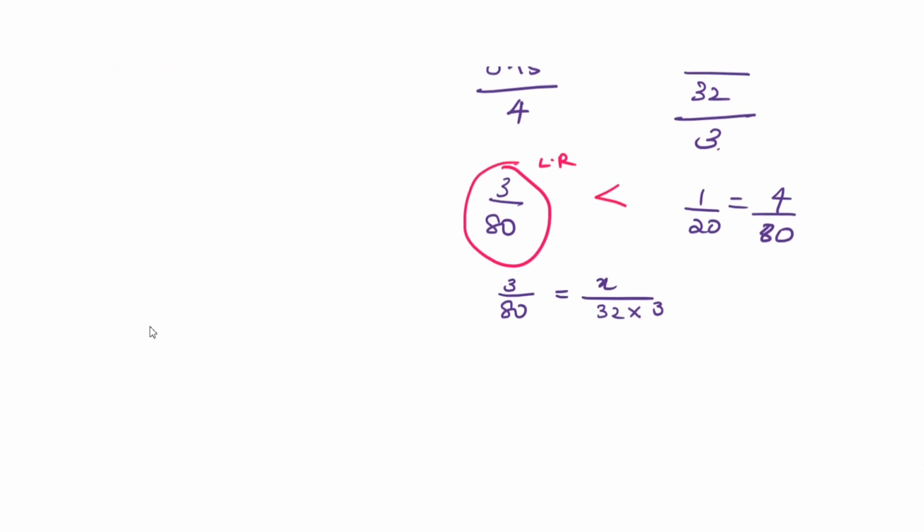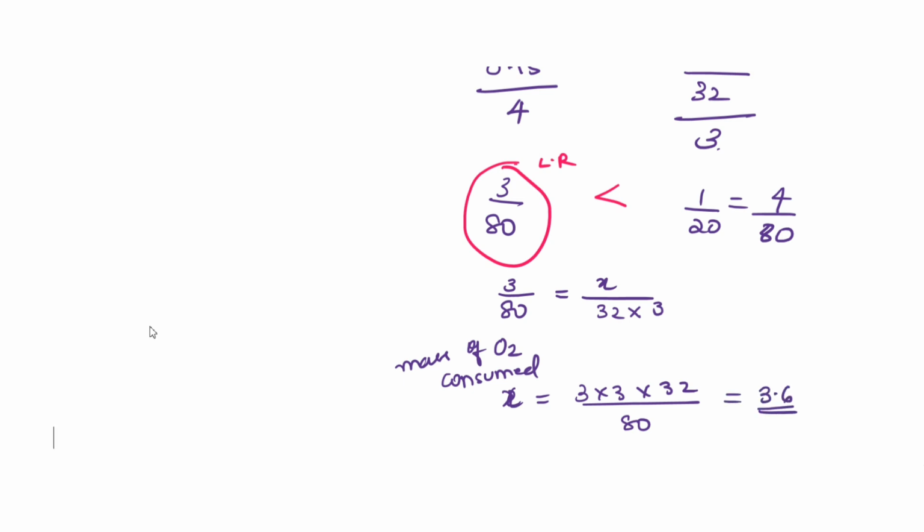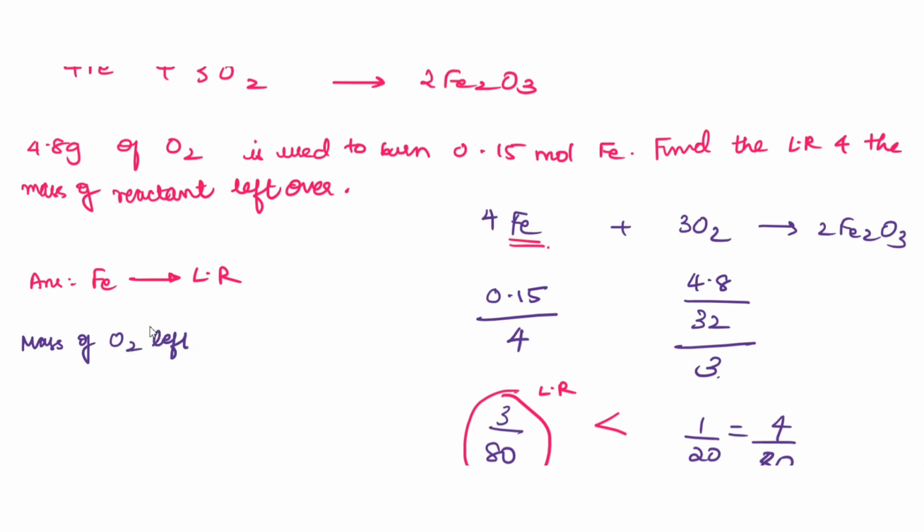On simplifying, we get x is equal to 3 into 3 into 32 by 80. On solving, we get x as 3.6. In the question they have given 4.8 grams of oxygen is used to burn, but only 3.6 grams of oxygen is consumed in the reaction. So how much is left? 4.8 minus 3.6, which is 1.2 grams of oxygen is left over at the end of the reaction. So this is the answer for the next part of the question.